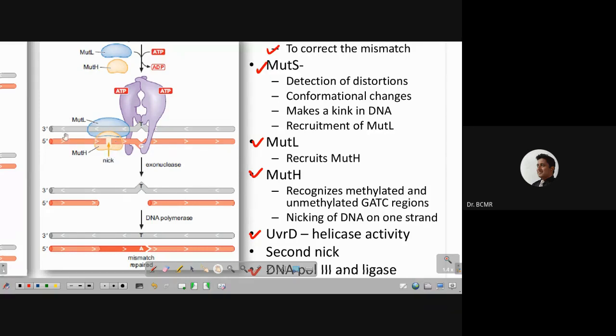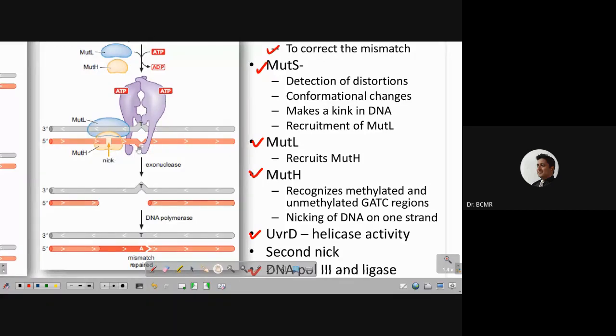Which one is the methylated one? The parent strand or the newly synthesized strand? The parent strand is where methylation of GATC sequence happens, and that is done by DAM methylase. I hope you remember when we learned about the regulation of replication in E. coli, right? GATC is there. We learned about what is meant by hemimethylation and so on. So here, the same DAM methylase, methylation of GATC regions, also helps the MutH to cleave one of the strands.